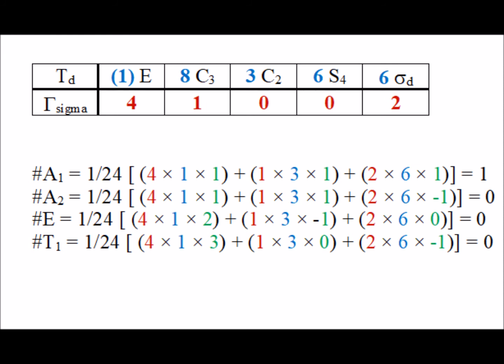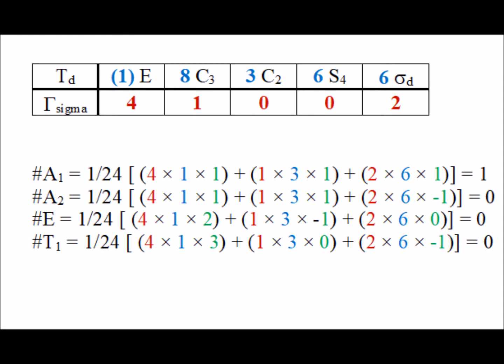Next is the T1 irreducible representation. We proceed as we did before, but now we see that the character under the identity operation is a 3, because T refers to a triply degenerate representation. So in the first term, we have 4 times 1 times 3.